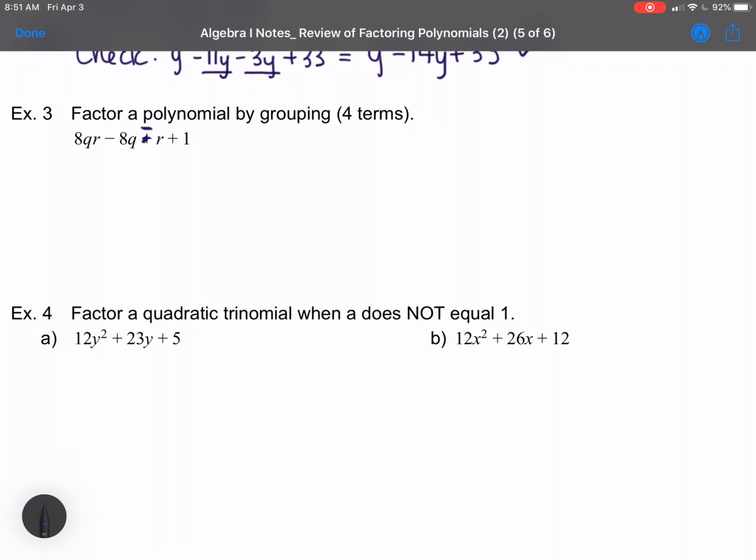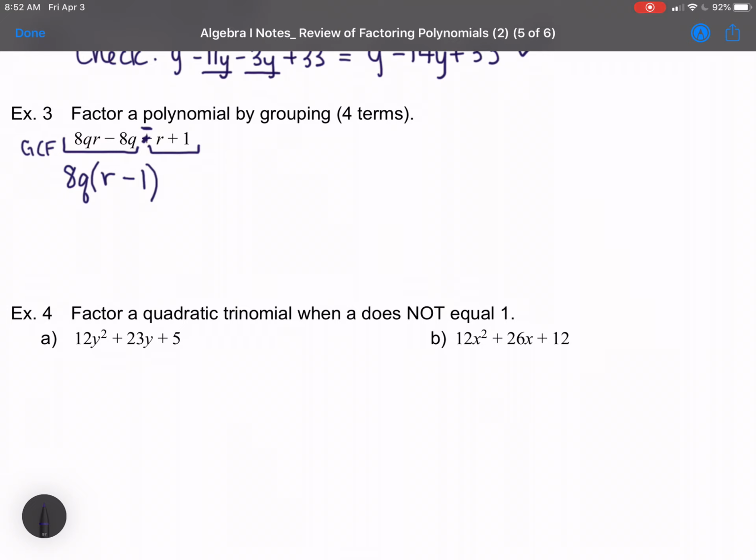So factoring by grouping means we group the first two terms and we group the last two terms and we look and see what's the GCF. The GCF is what we're going to use. So our GCF of 8QR minus 8Q is going to be 8Q. Then we divide. 8QR divided by 8Q, all you're left with is R. Minus 8Q divided by 8Q is 1.